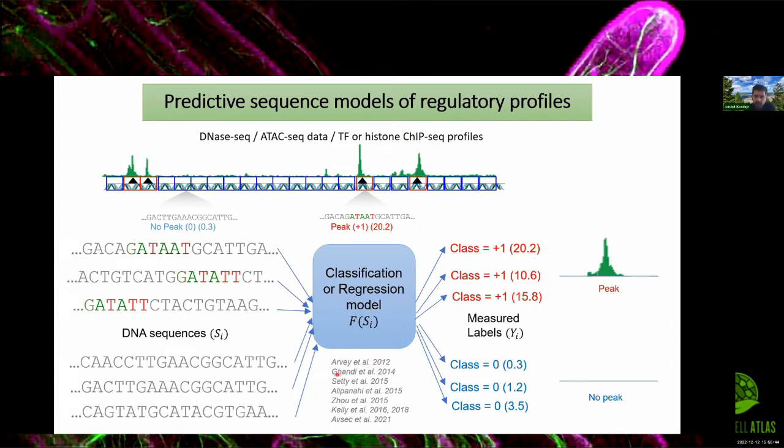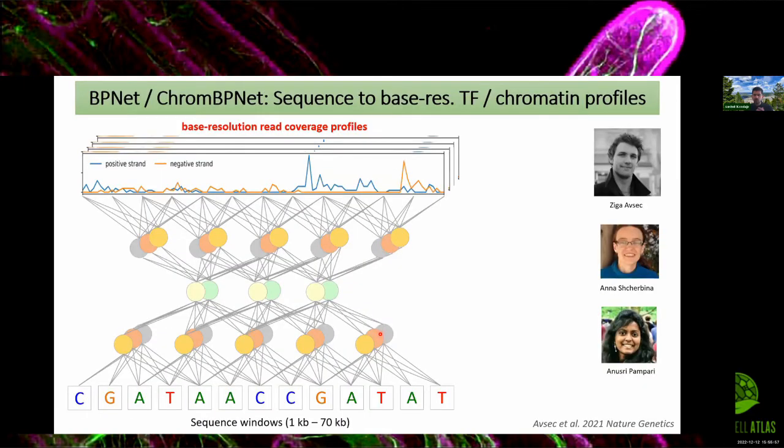There's been a lot of work in this space, and it followed this basic principle of taking short segments of DNA and mapping them to scalar quantitative values, either binary or continuous, right? But we recently came up with a new class of models. We call these base pair resolution models, BPNet and ChromBPNet. And what they do is slightly tilt this on its head.